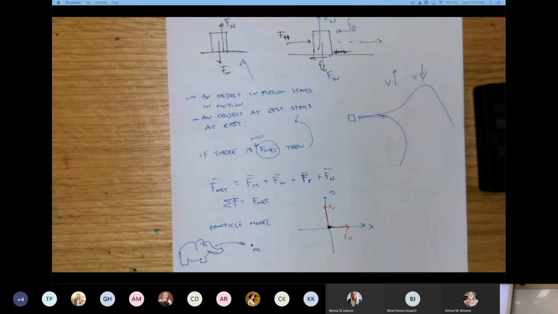Cool. I thought they were going to draw the elephant.